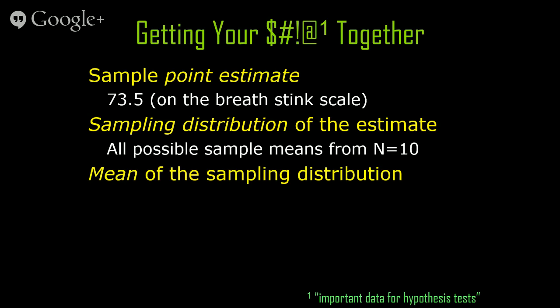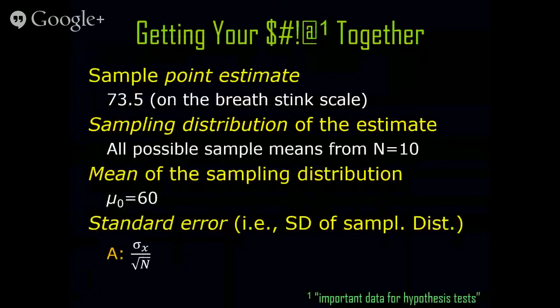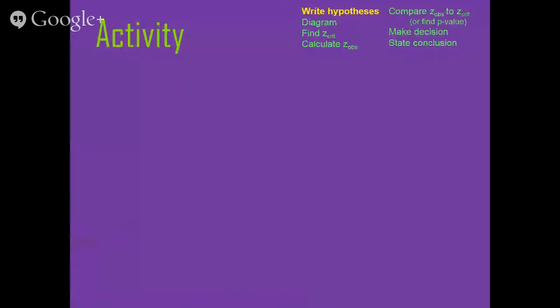What's the mean of the sampling distribution? Well, previous research said 60. So we're going to say, is our drug returning a value significantly different from 60? What's the standard error? Well, we have this estimate from previous research of sigma, and so we're going to use our standard deviation from our previous research divided by the square root of n.